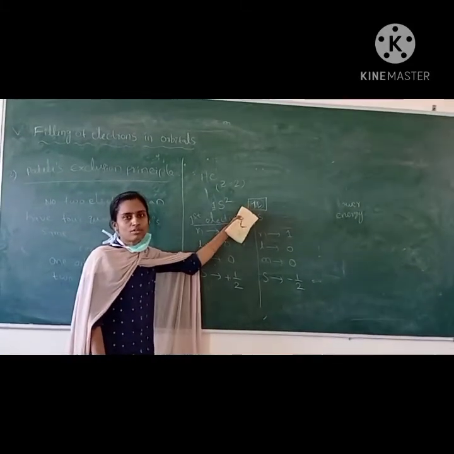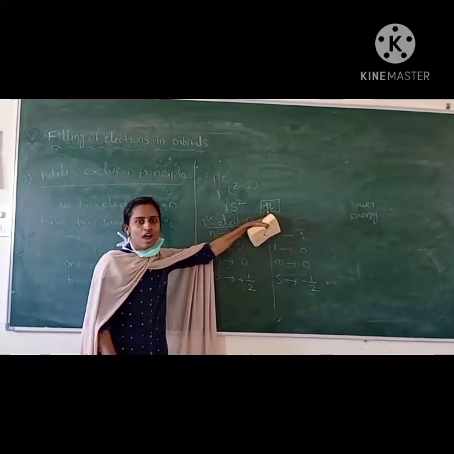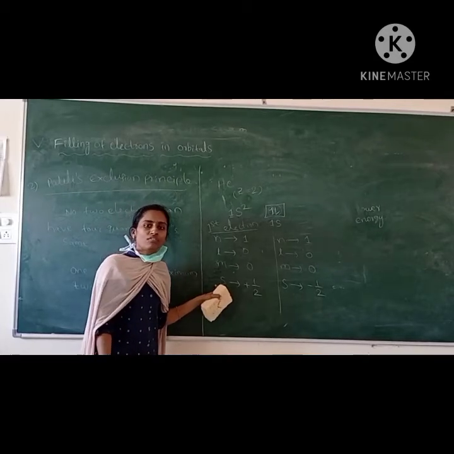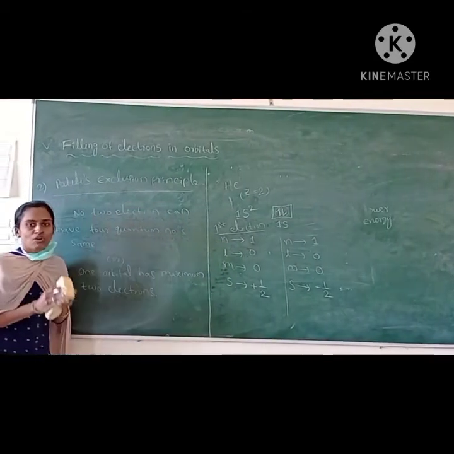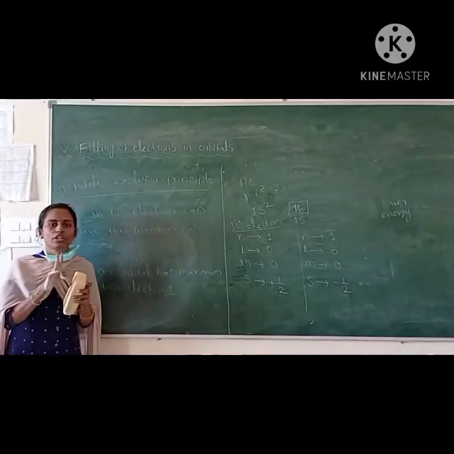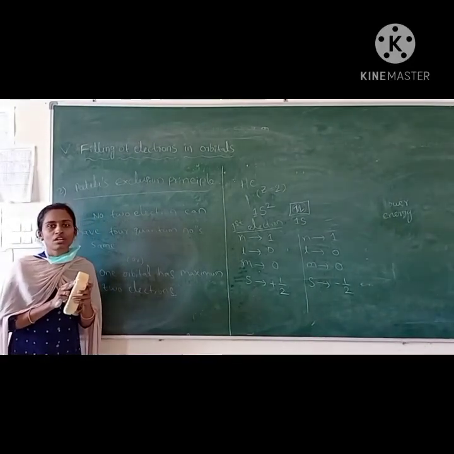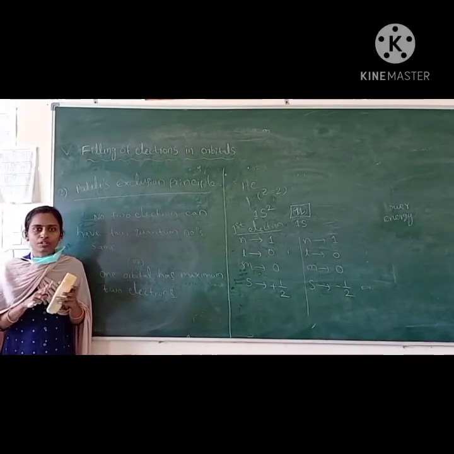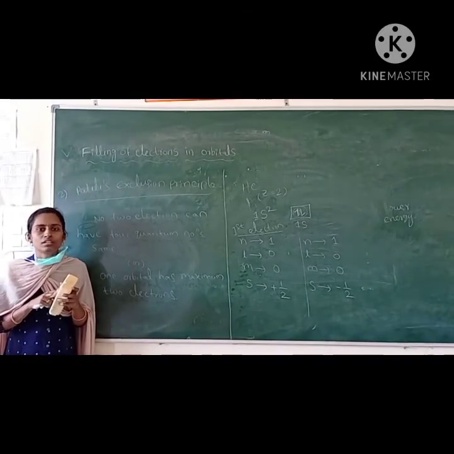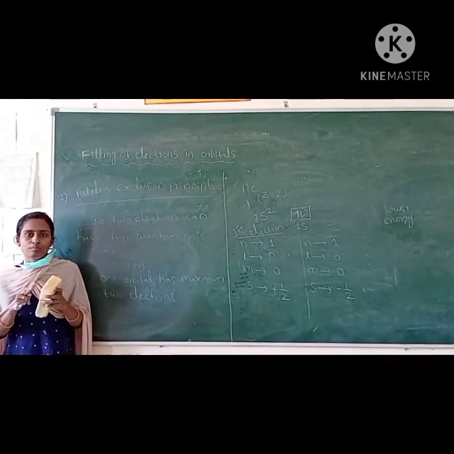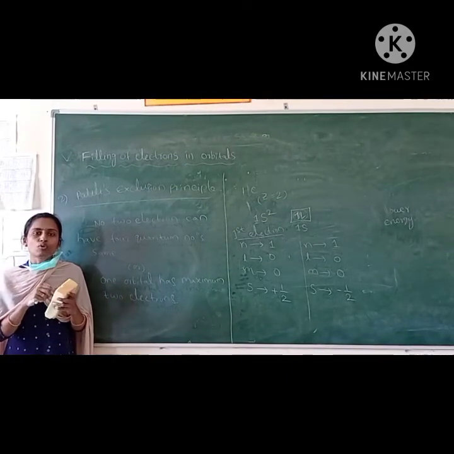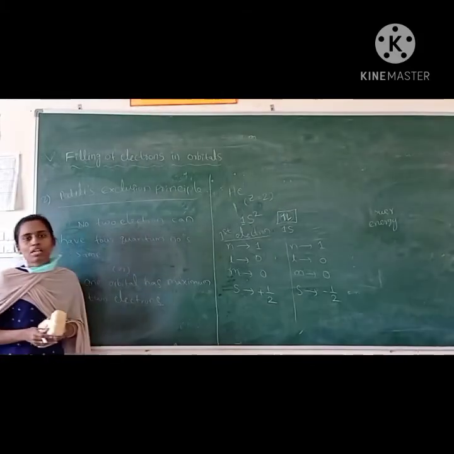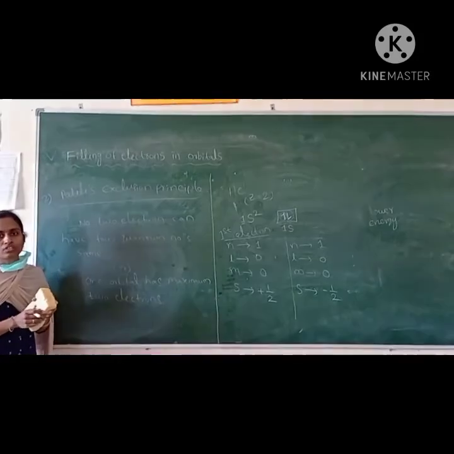This is Pauli's exclusion principle. No 2 electrons can have the same 4 quantum numbers. Any one of the quantum numbers will be different. Or we can say one orbital is maximum filled by only 2 electrons with opposite spin. Why opposite spin? To reduce the repulsions. If parallel spin were there, the electrons would be repelled. So electrons pair up with opposite spins to reduce the repulsions. So this is Pauli's exclusion principle.